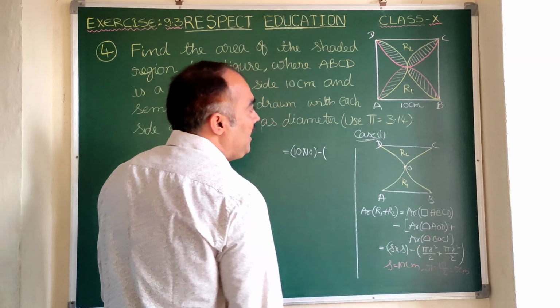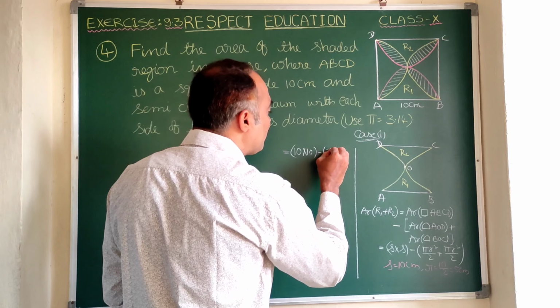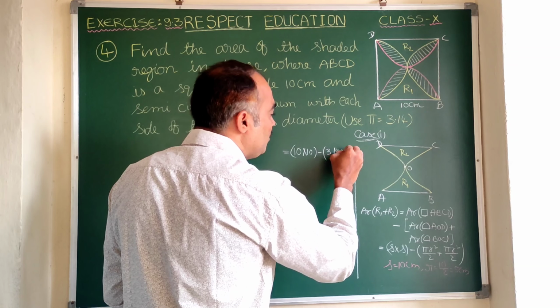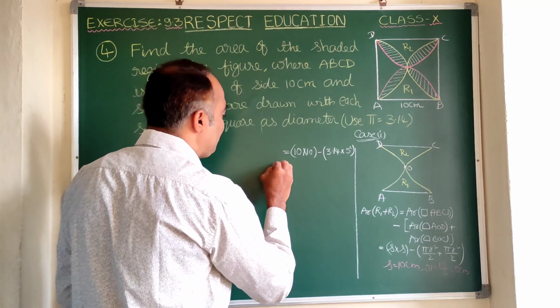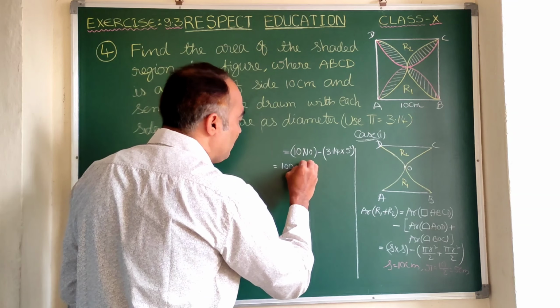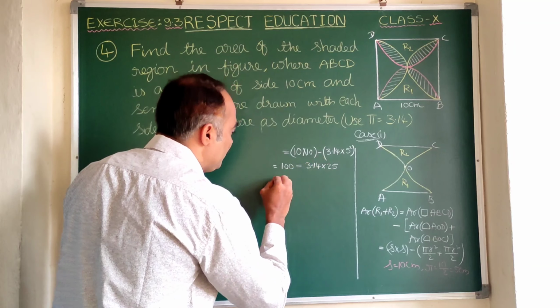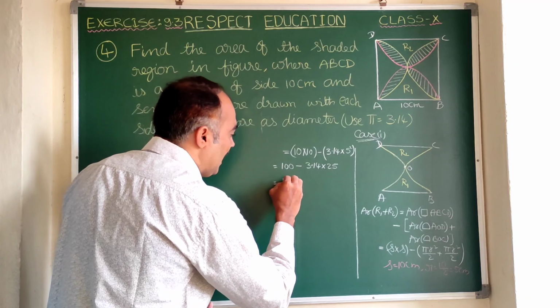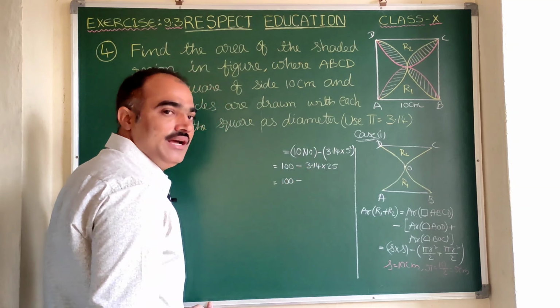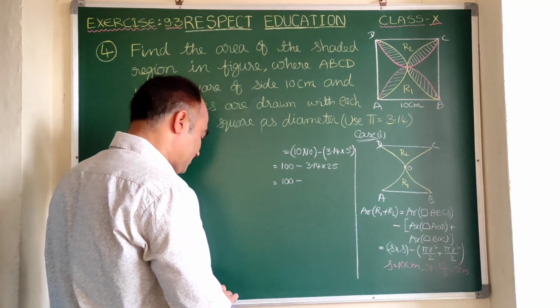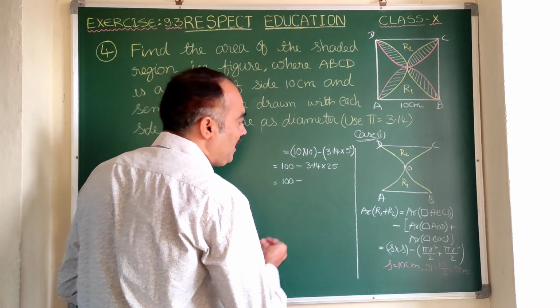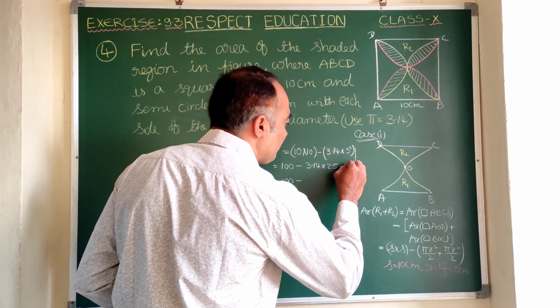So here pi means we can take 3.14 into r square is 5 square. So let us simplify. 10 tens are 100 minus 3.14 into 5 square is 25. So this is 100 minus, let us multiply this value with 25, or another way of solving it is just multiply and divide this one with 4.